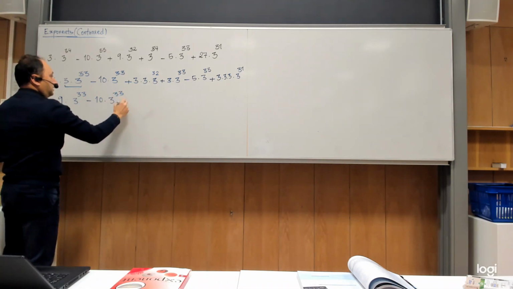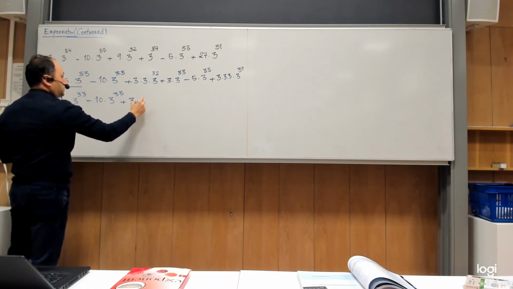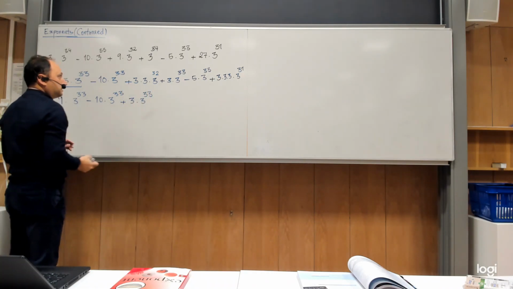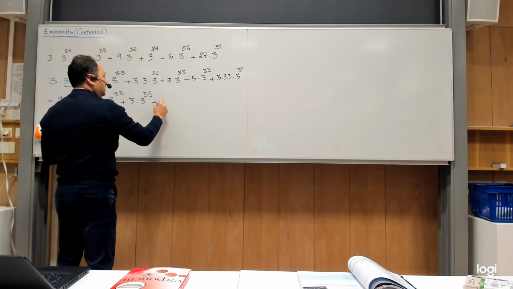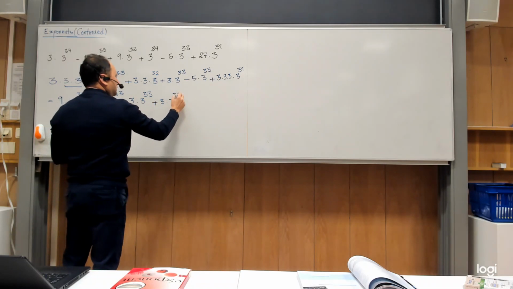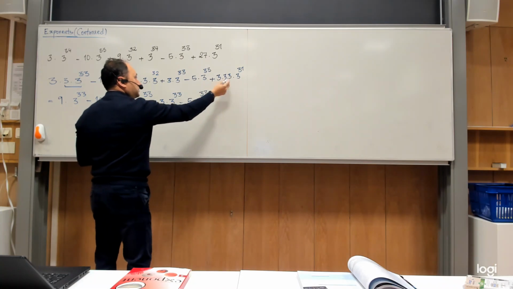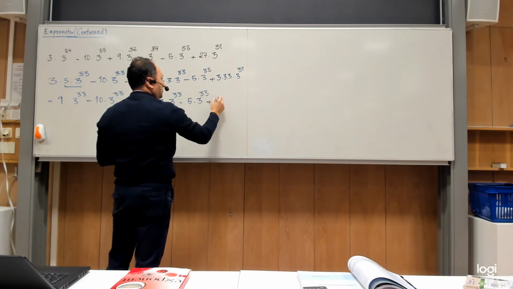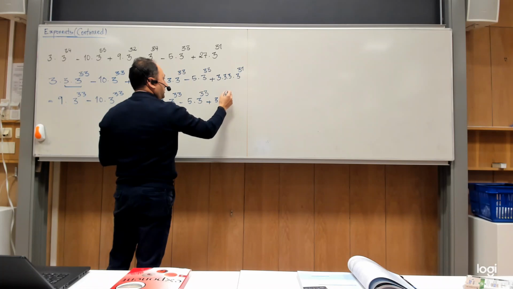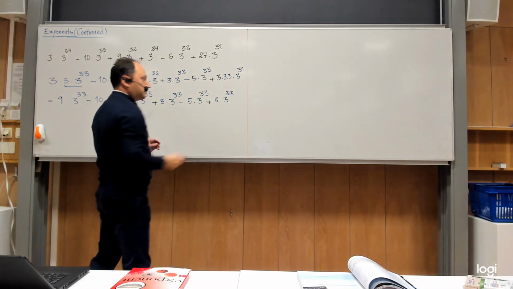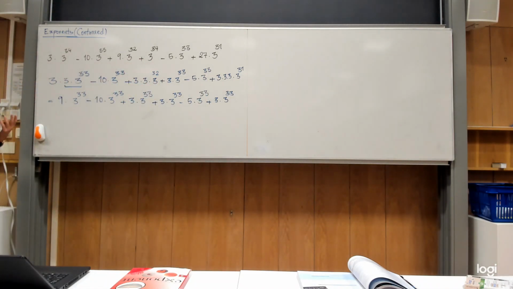Yes. Here I should write 3 times 3 to the power of 33. Yes. And that's also okay. But this one I can write 3 times 3 to the power of 33. Yes. So you see that that was not hard at all.